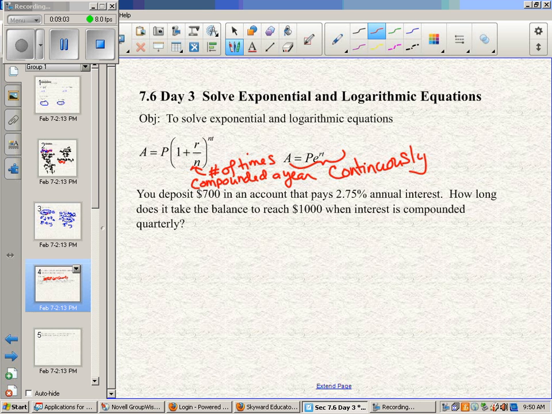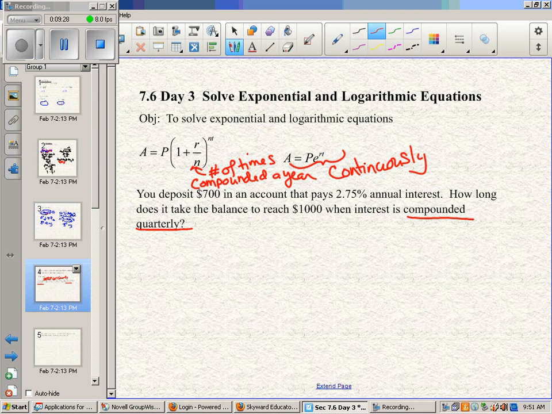So you're depositing $700 in an account that pays 2.75% annual interest. How long does it take the balance to reach $1,000 when the interest is compounded quarterly? So which formula am I going to use? The first one, because it is in a year, but both of them are in a year. It's not continuous. It says compounded quarterly.